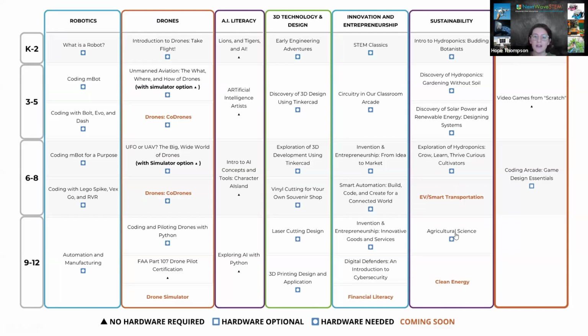Yes, I see a question in the chat. The grant is specifically for K through 5 STEM learning to increase the number of students who are participating in STEM programs come middle and high school. So we want to increase our students' exposure to these topics in K through 5 earlier on.